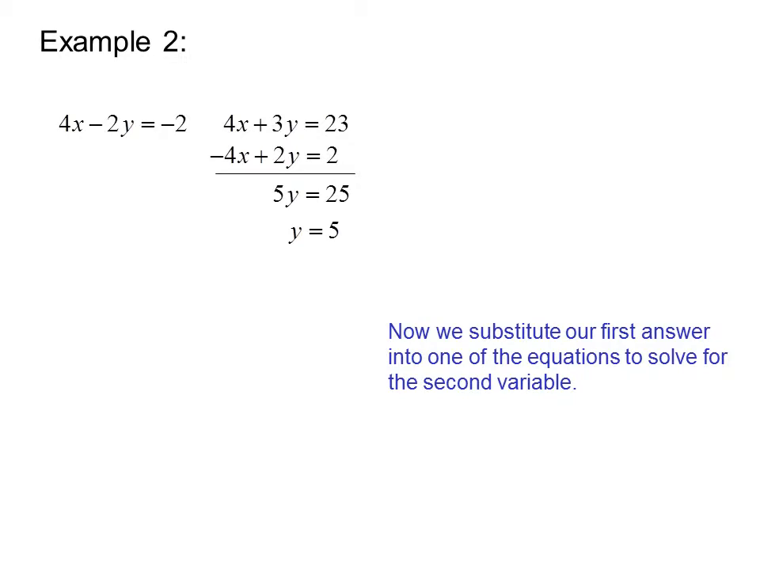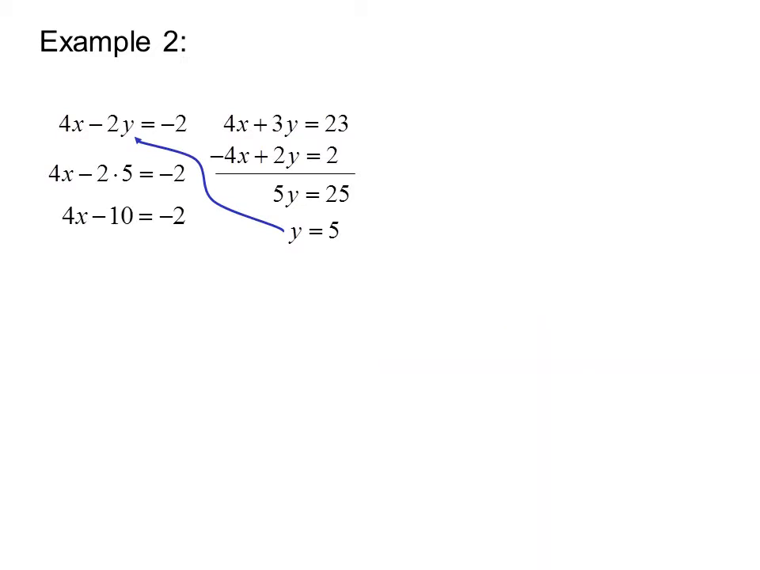Now we substitute our first answer into one of the equations to solve for the second variable. In this case, we have plenty of room under the first equation, so we'll work right there. We substitute y equals 5 and get 4x minus 2 times 5 equals negative 2, so 4x minus 10 equals negative 2. We add 10 to both sides and get 4x equals 8, and divide by 4 to get x equals 2. We still have to check.